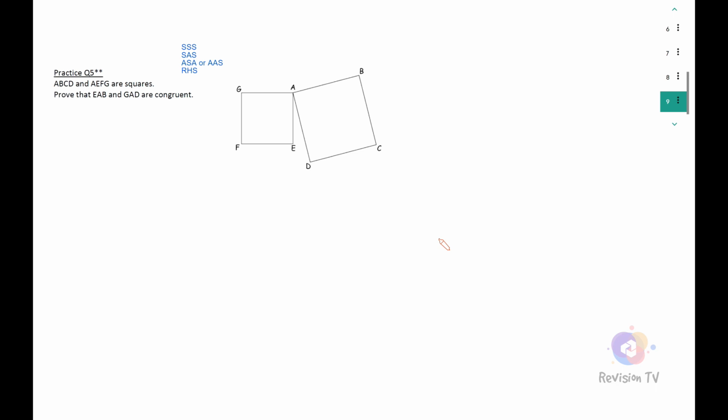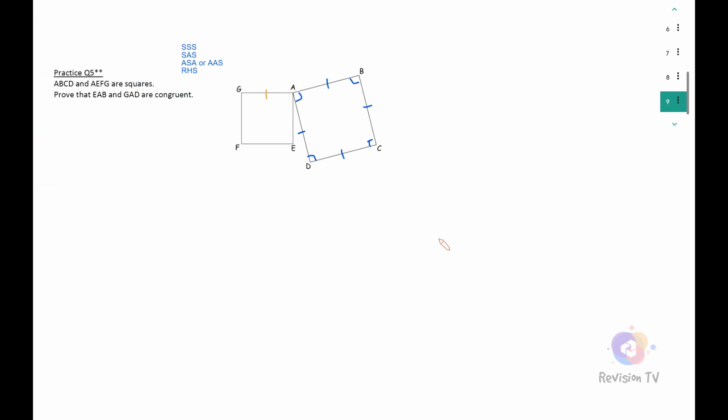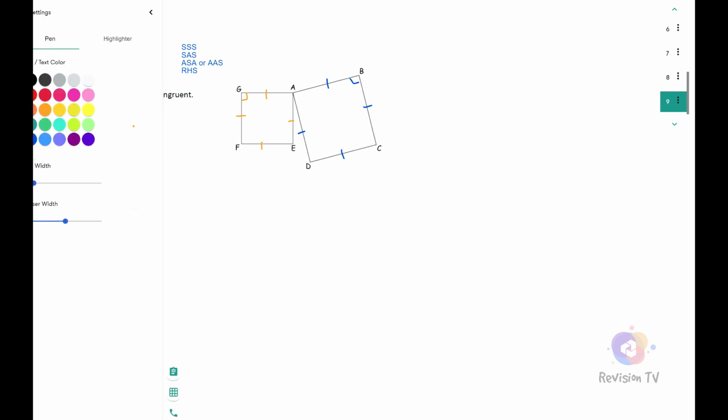So we're told ABCD and AEFG are two different squares. So squares means all the four lengths are the same, and there's a right angle. Okay. And then this one as well. Now we try not to overcrowd the diagram because otherwise it might affect how you see the diagram visually. So now what we know is that right angle actually. You're right, I shouldn't overcrowd it. So I might just leave one right angle in there.